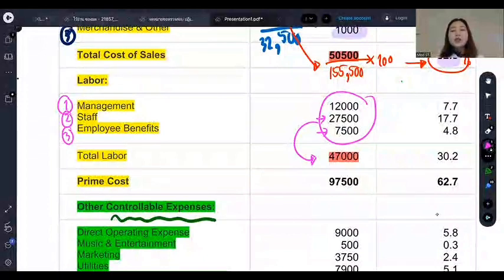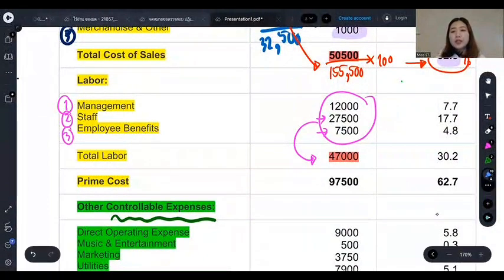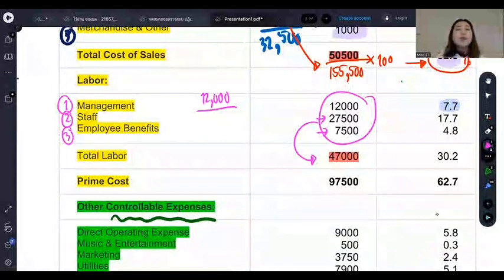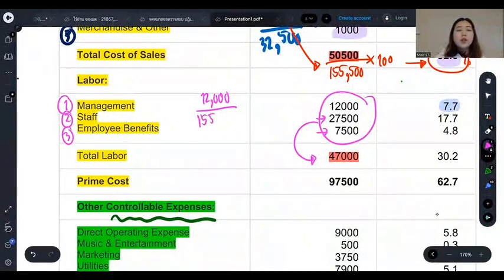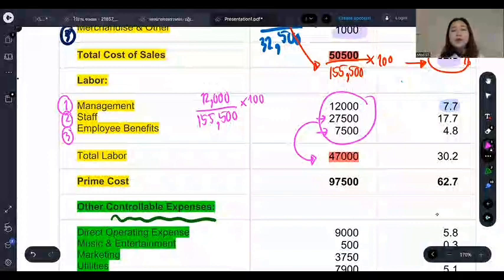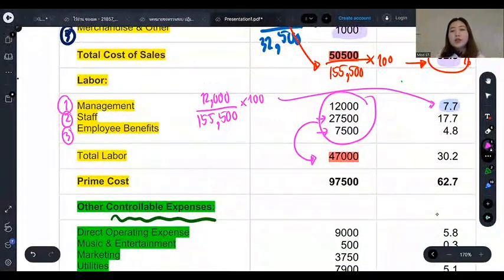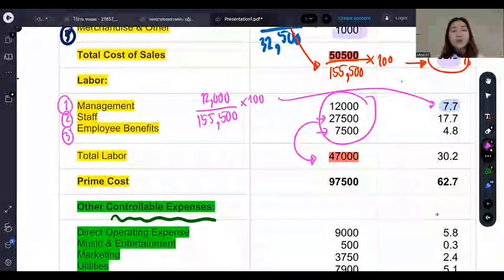47,000. To get the percentage of the management cost, we use the amount of management cost, which is 12,000, dividing by the revenue of our restaurant, which is 155,500. Times 100, we will get this percentage, which is 7.7%. 7.7% is the management cost percentage.